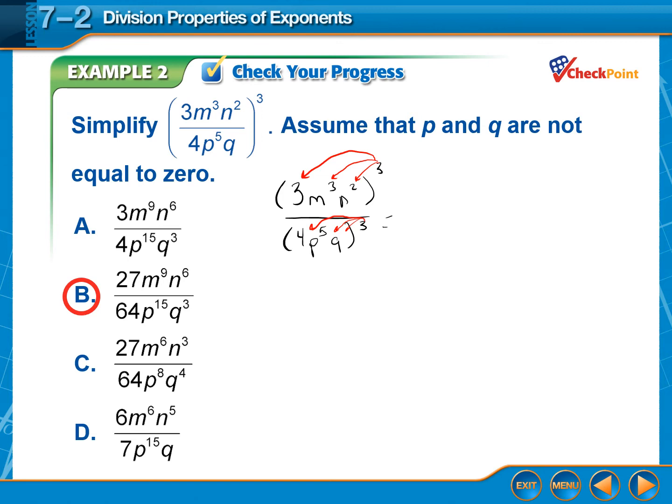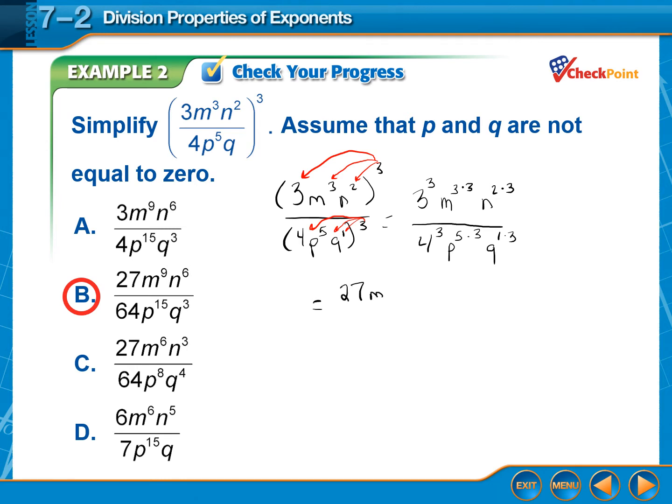Okay. So that becomes 3 to the third. M to the third, m to the third raised again to the third power means I'm going to multiply 3 times 3. And then n squared raised to the third power is 2 times 3. In the denominator, I've got 4 to the third. Then when I do p to the fifth 3 times, I'm going to multiply 3 times 5. And then q, again, there's a power of 1, so I'm going to do 1 times 3, which should give me a final answer of 3 to the third, which is 3 times 3 times 3, that's 27.